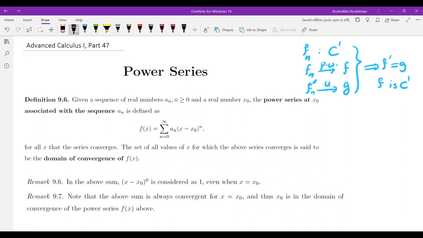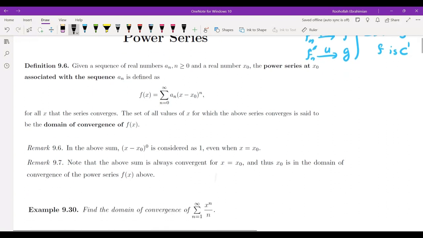So given a sequence of real numbers, we can assign a power series to that sequence of real numbers centered at a point x0. And the way we assign the power series is we use those numbers a_n as coefficients, and x0 would be the center of our power series. So f of x equals the sum from n equals 0 to infinity of a_n times (x minus x0) to the power of n. That is called the power series at x0 associated with the sequence a_n.